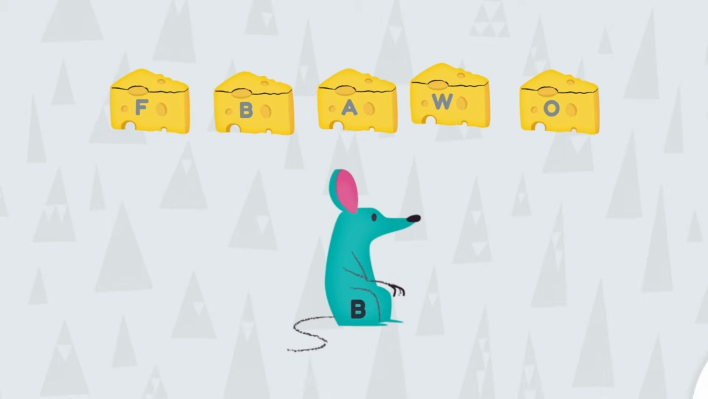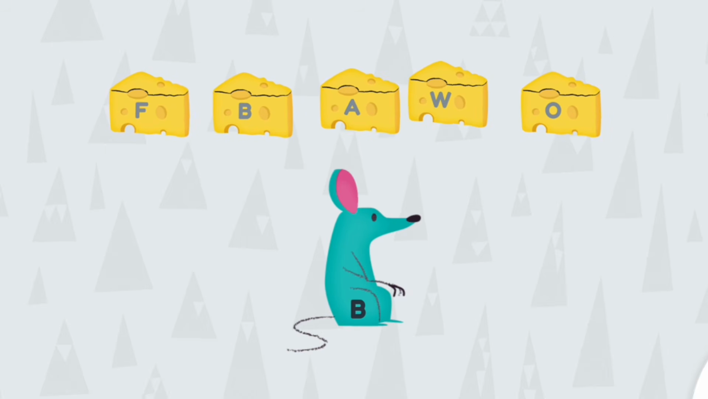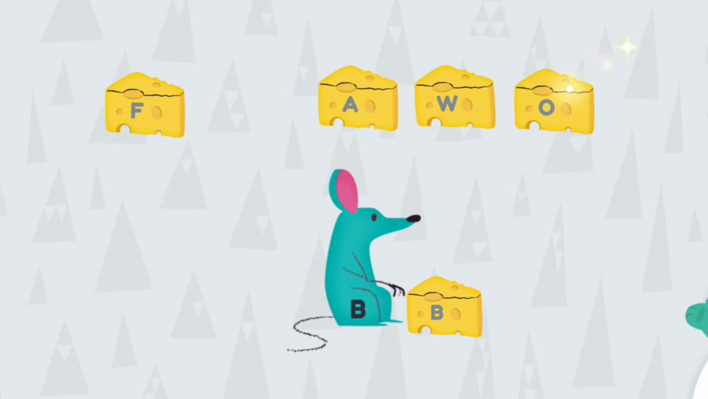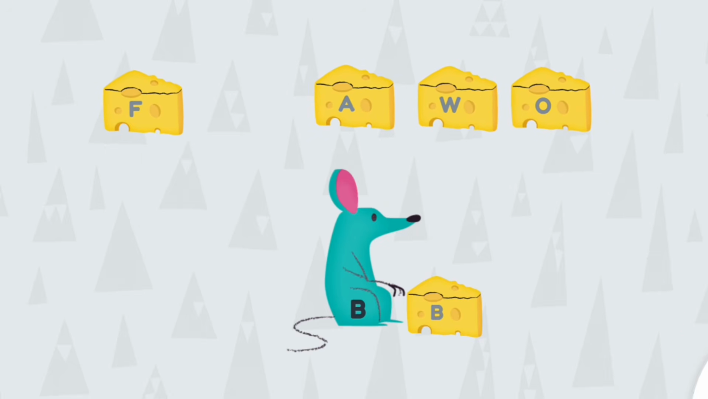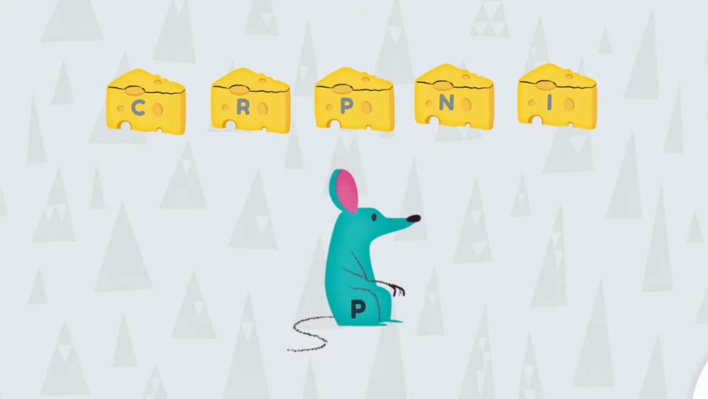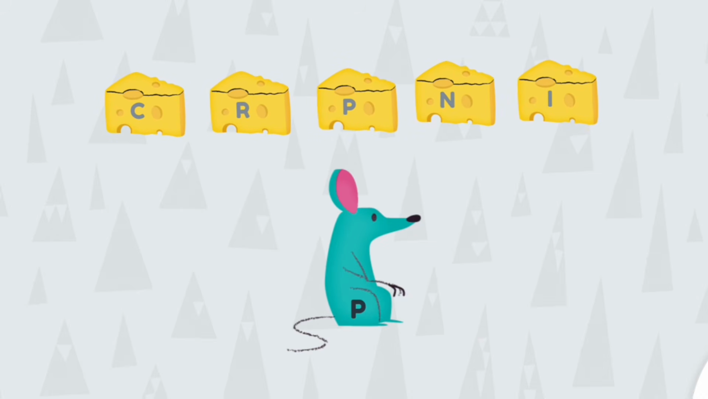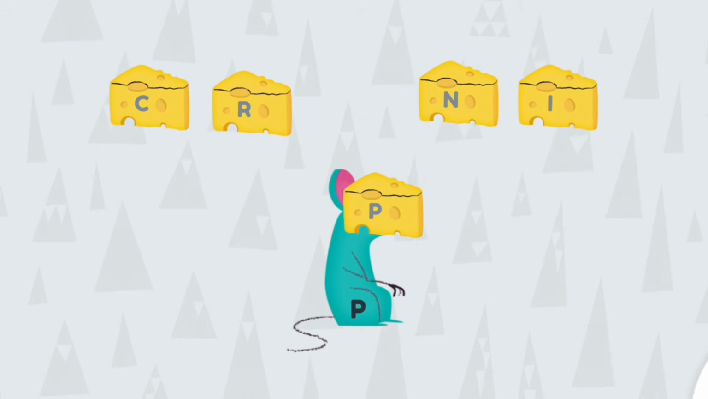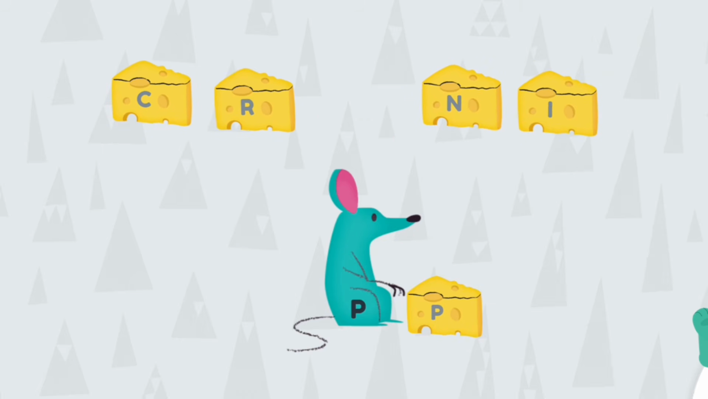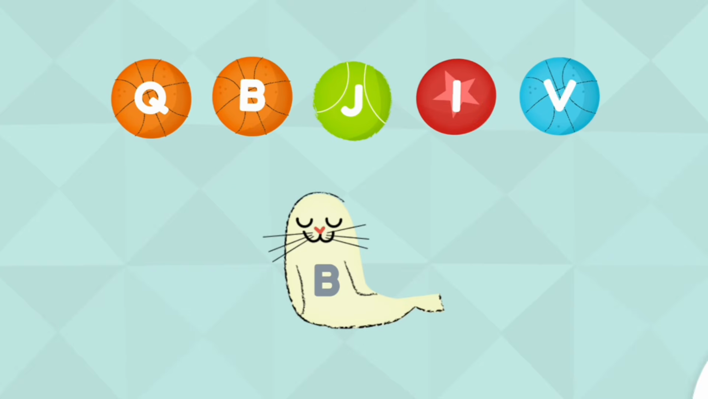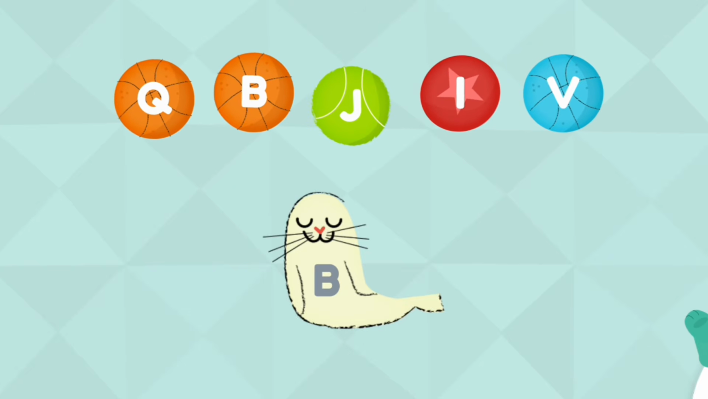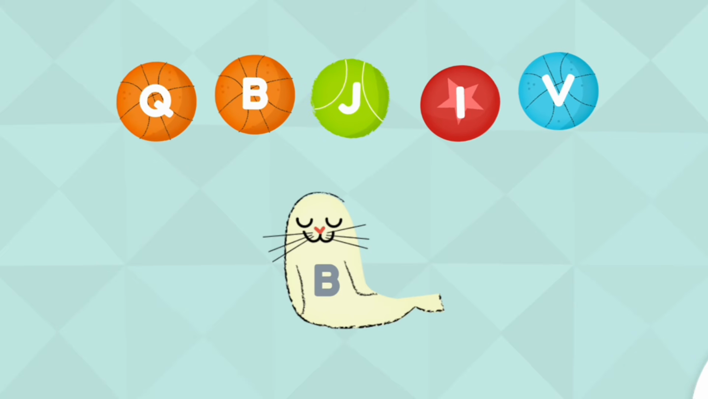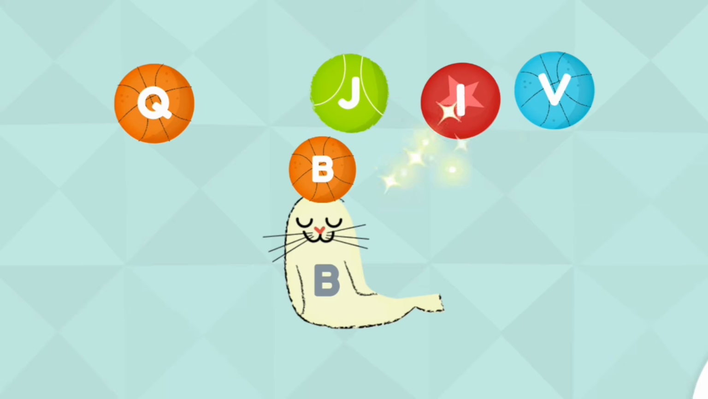Give the rat the cheese with the letter B. B. Super duper! Give the rat the cheese with the letter P. Sweet! Give the ball with the letter B to the seal. B. That's right.